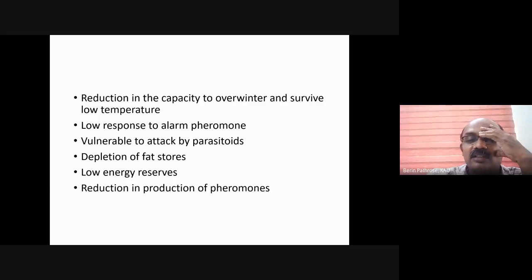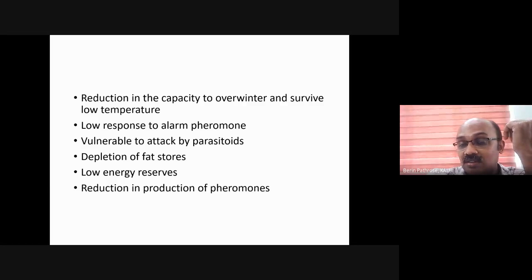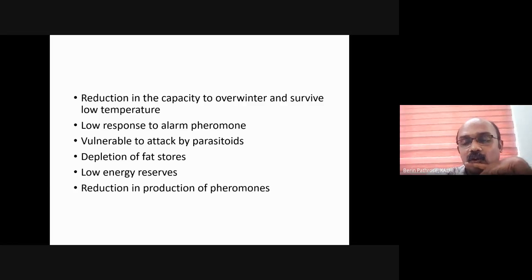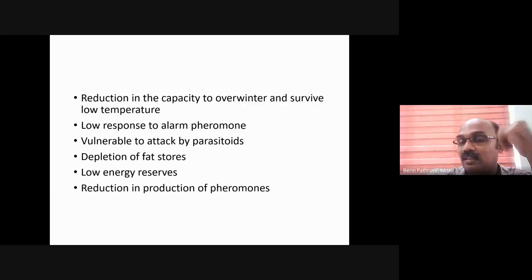Usually, this kind of work is normally carried out in Europe, and it is normally published in the journal Entomologia Experimentalis et Applicata. It is a journal published from the Netherlands, I think. So there they publish these kind of papers, very good papers.